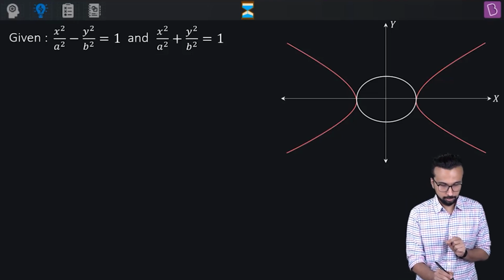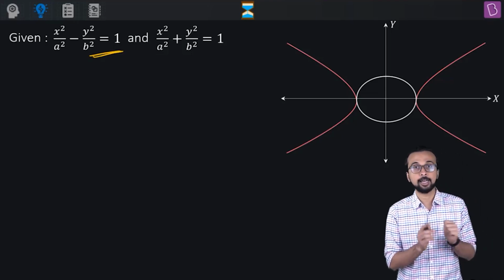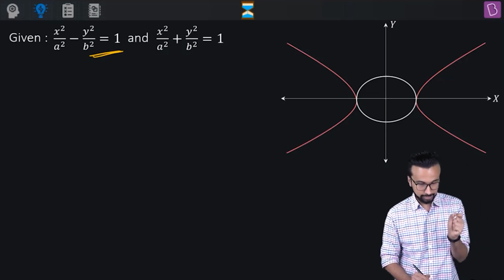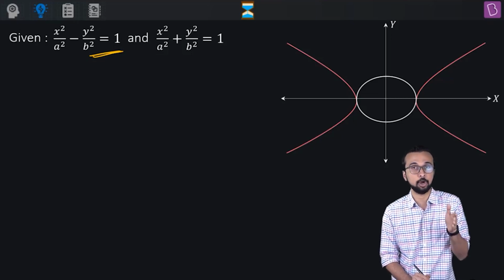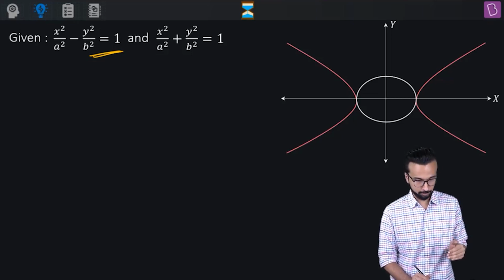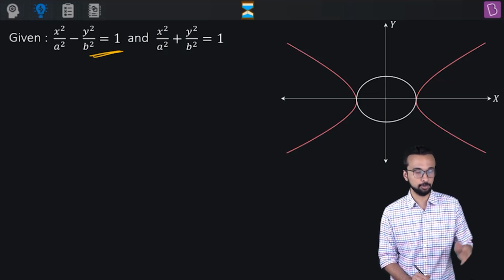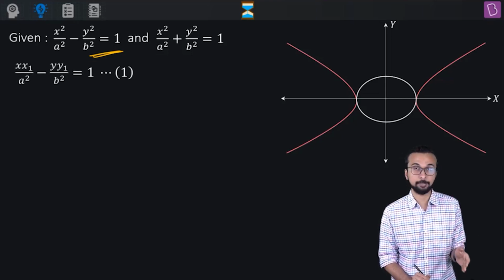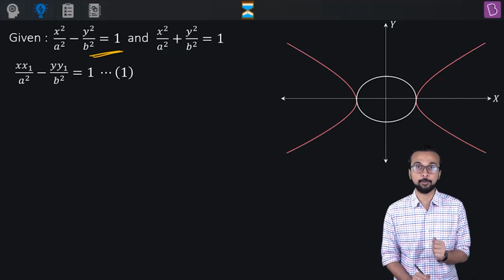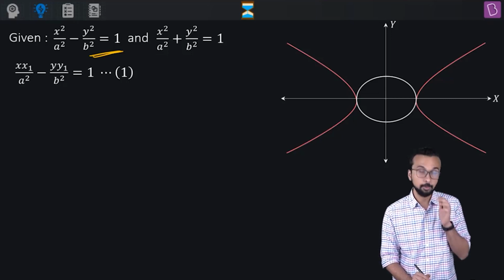First let's look at the hyperbola. The tangent to that hyperbola at any point x1, y1 lying on the hyperbola would be given by T equal to 0, or x x1 by a square minus y y1 by b square equal to 1.